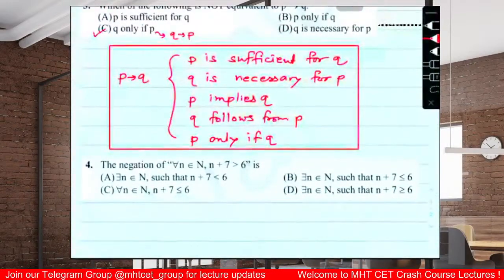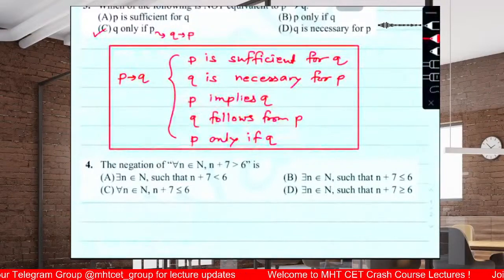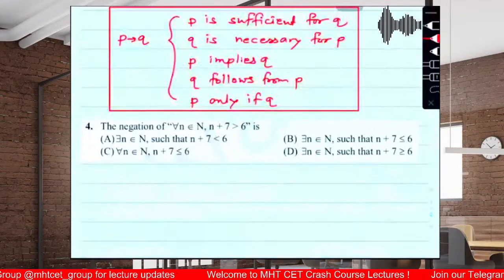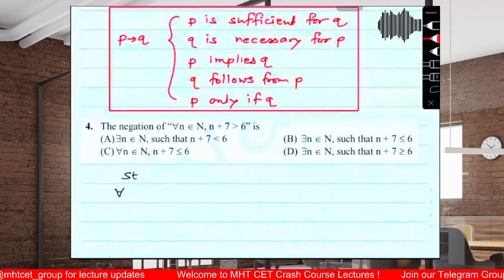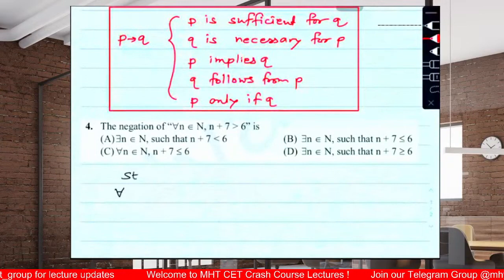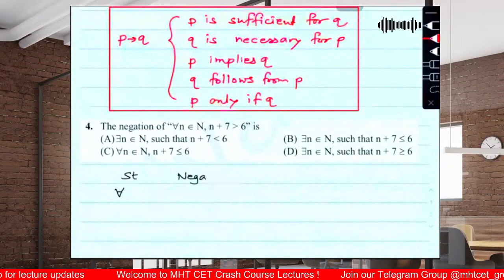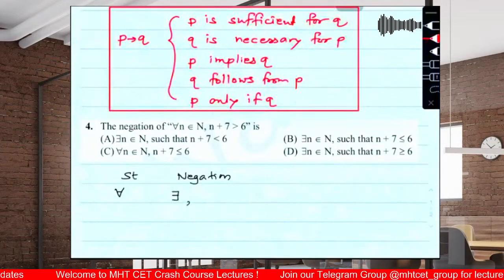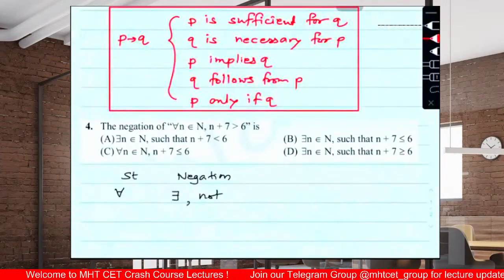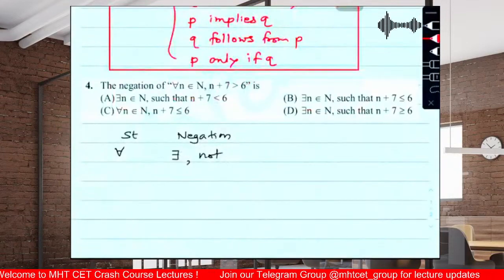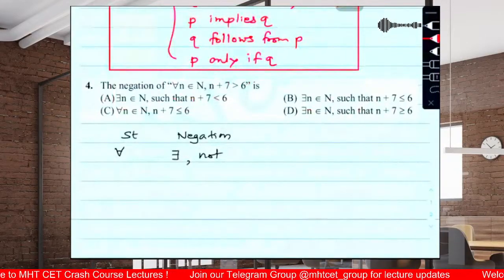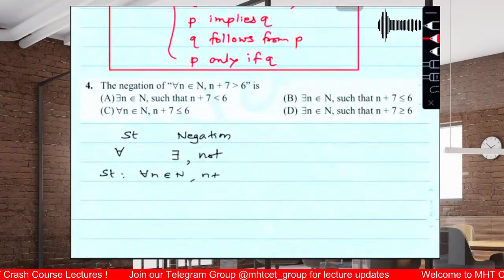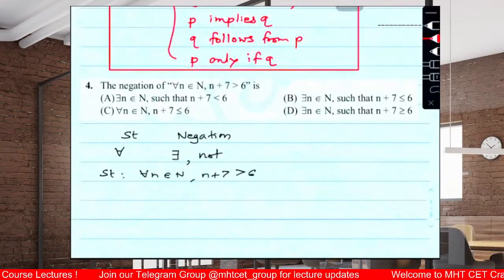The negation of for all n belong to natural numbers, n plus 7 is greater than 6. ठीक है. तो अगर स्टेटमेंट में फॉर ऑल रहेगा तो निगेशन में क्या होता है, we have to replace for all by there exists at least one, और जो आगे का स्टेटमेंट रहेगा उसको नॉट लिखेंगे. The given statement is for all n belong to natural numbers n plus 7 is greater than 6.